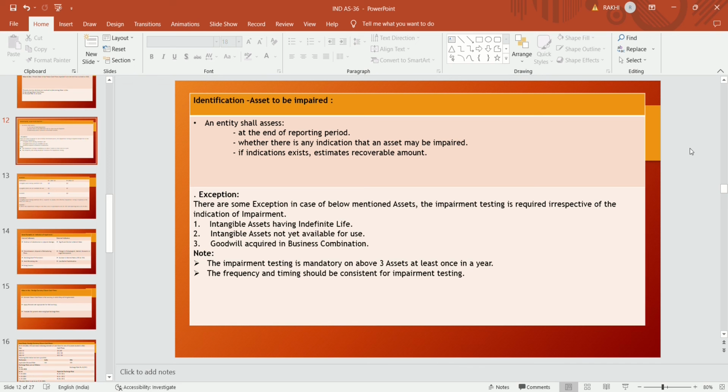Goodwill acquired in a business combination is to be tested every year, even if there is no indication of impairment. The same applies to an intangible asset having an indefinite useful life, and an intangible asset which is not yet available for use. The indication of impairment is not required for these assets for the impairment test. Impairment testing is mandatory on these three assets at least once a year. The frequency and timing should be consistent for impairment testing.